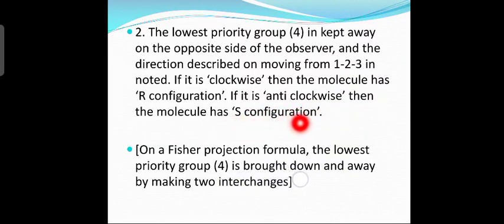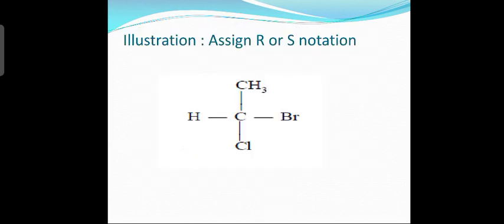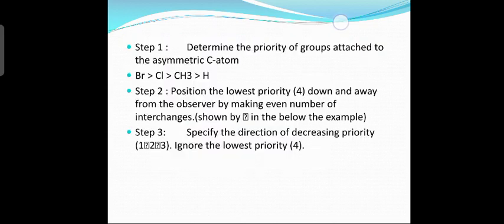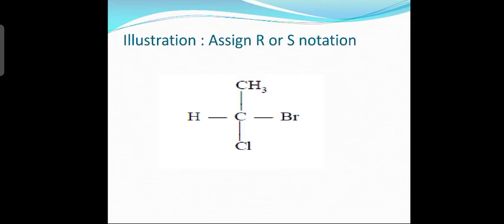On a Fisher projection formula, the lowest priority group 4 is brought down and away by making 2 interchanges. We will see the example in the next slide, so that will be more clear. Now, illustration. Here is an example: assign R and S notation.